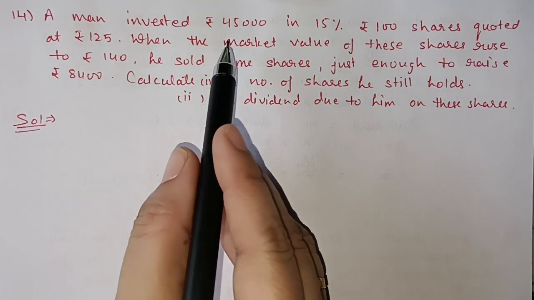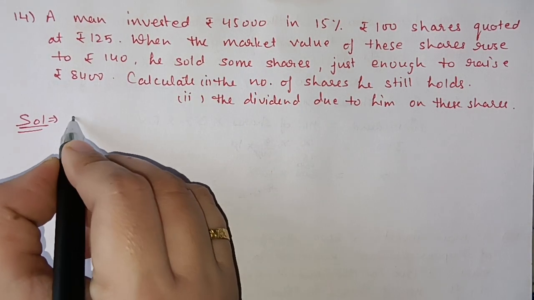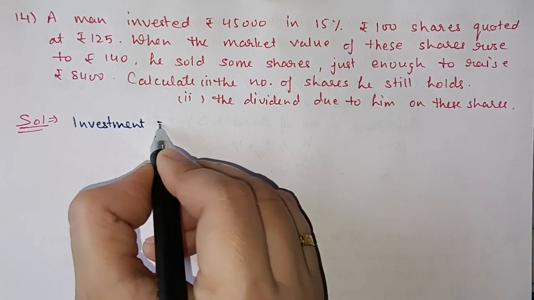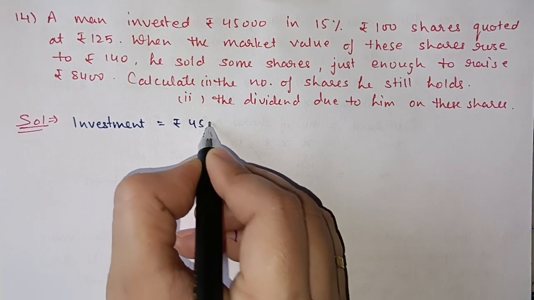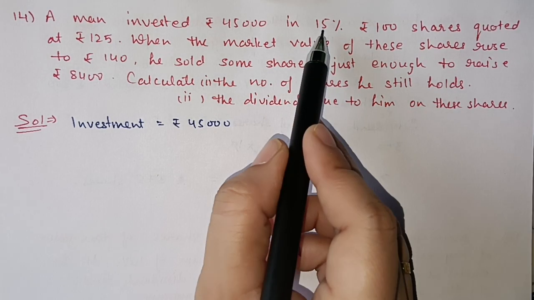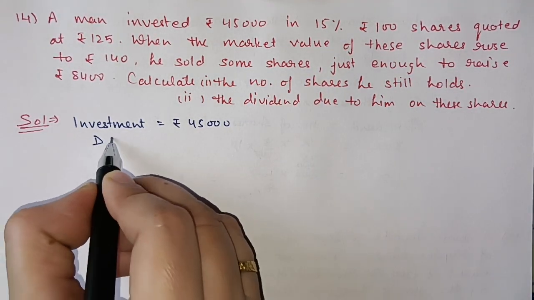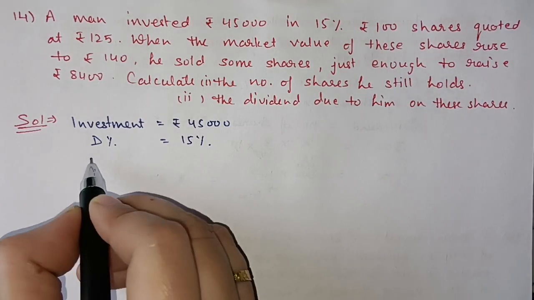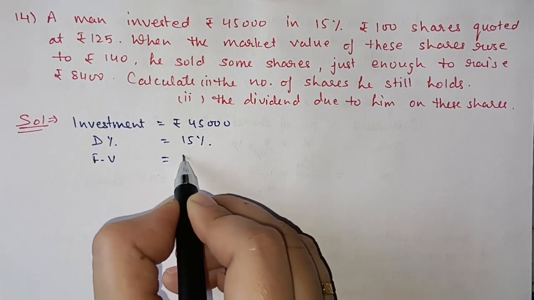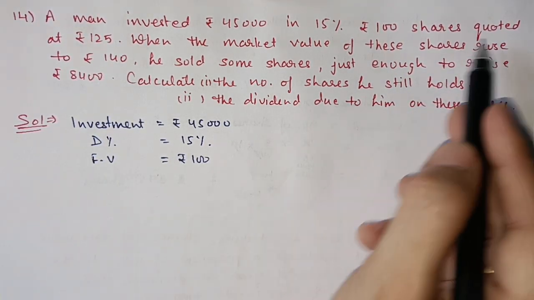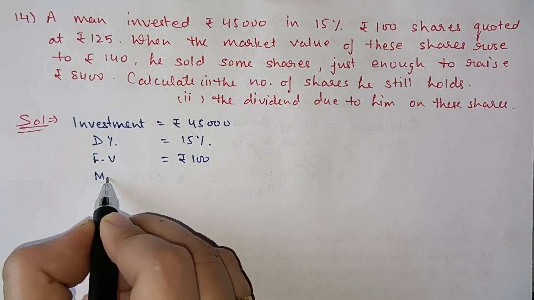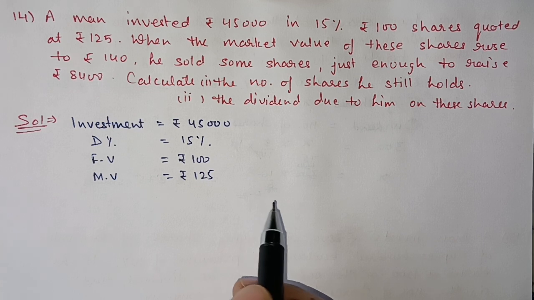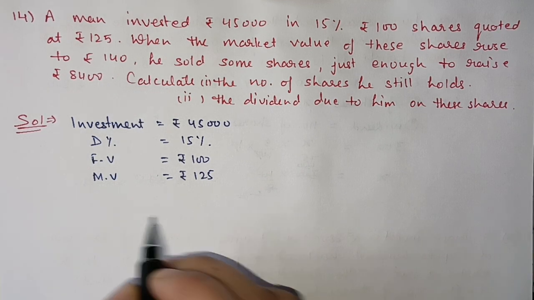So here they have given total investment is 45,000 rupees in 15% dividend. Dividend percentage is 15%. Face value of share is 100 rupees and it is quoted at 125. So market value is 125 rupees. So first we will calculate how many total shares he is having.